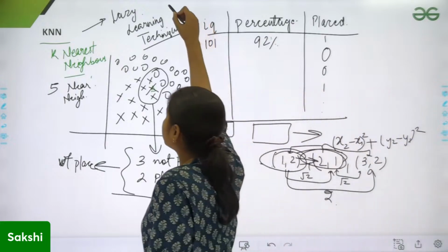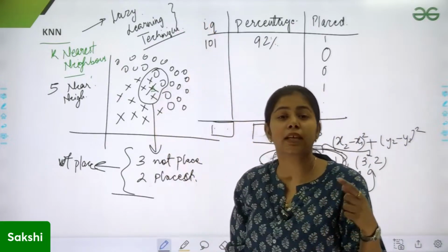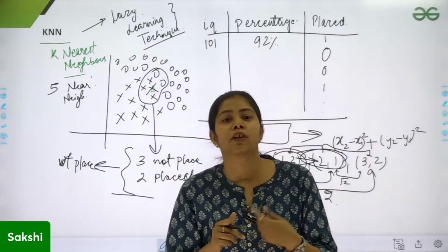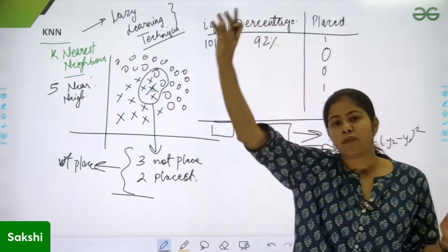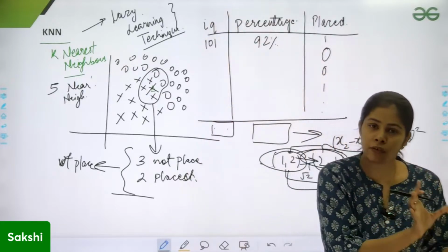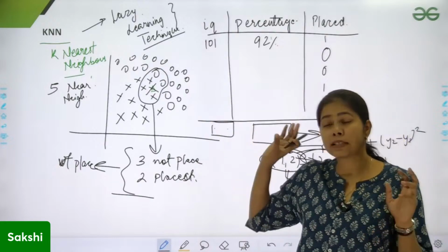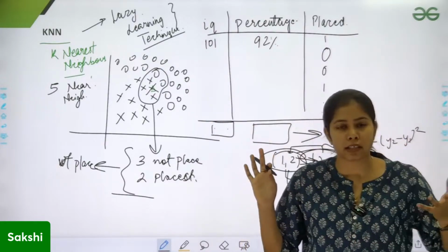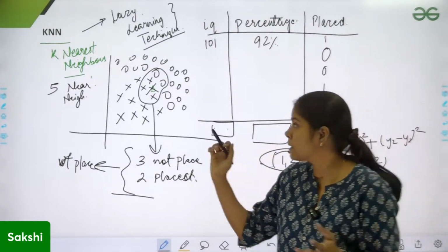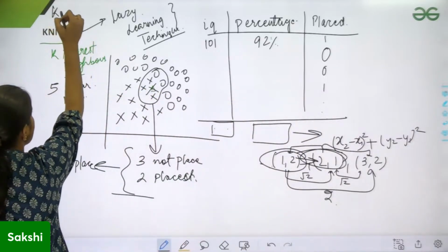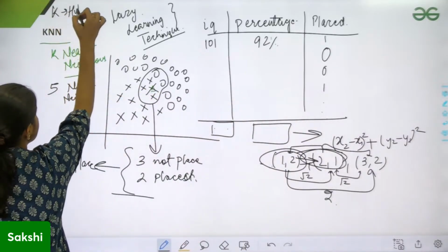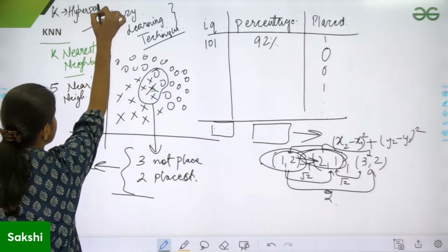Guys, this algorithm is called a lazy learning technique because we are not doing anything in training. We do not have any model. What will we do when we have a new query? I'll see the 5 nearest neighbors or 10 nearest neighbors, the k value I'll decide. K is a hyperparameter, right? And what is a hyperparameter? Anyone knows what a hyperparameter is?